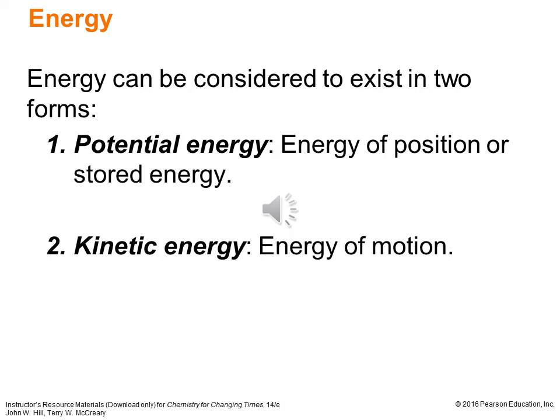Looking at the big picture of energy, we can say that energy can be considered to exist in two forms. There's potential energy, which is the energy of position or stored energy. And then there's kinetic energy, which is the energy of motion. Here in chemistry, we tend to think about stored chemical potential, and then as chemical reactions occur, some of that stored chemical energy is released as kinetic energy, as heat, as movement of molecules.